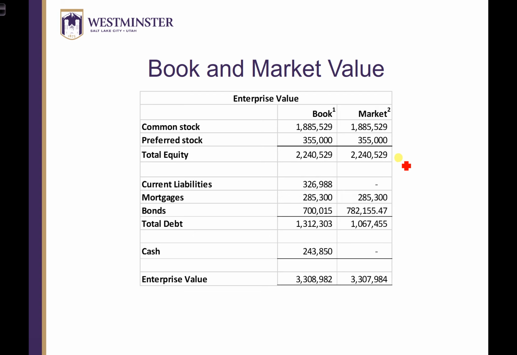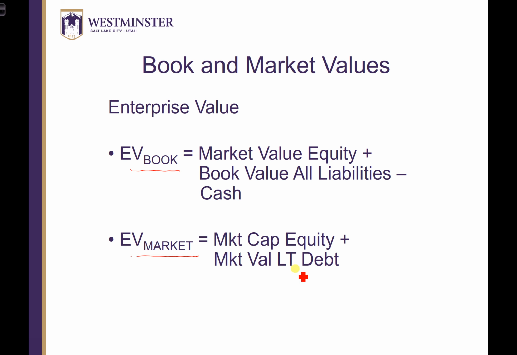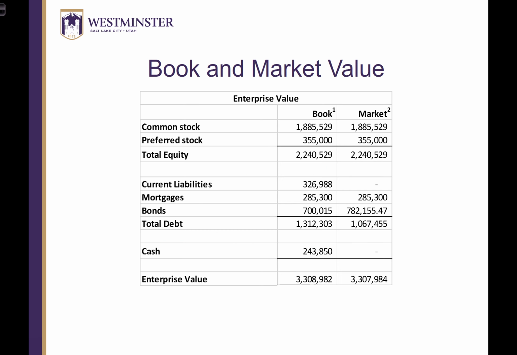When we do this same construction for market value, we've used the market cap of the common stock and preferred. We came up with the same total equity number from the company's capital components, but we're not including now current liabilities because we don't do that within this construction. We only look at the long-term debt. We're using the book value as proxy for market value of the mortgages. We're using the market value of the bonds, gives us a new number, but now we're not subtracting cash. And interestingly enough, we come up with a number very similar, just within $1,000 or so, of the book value. That's not uncommon, by the way.